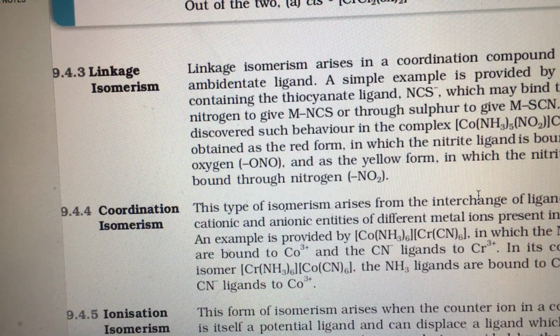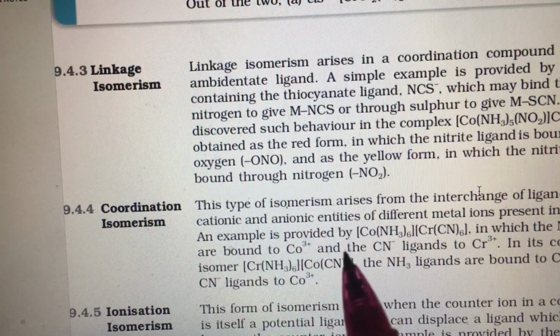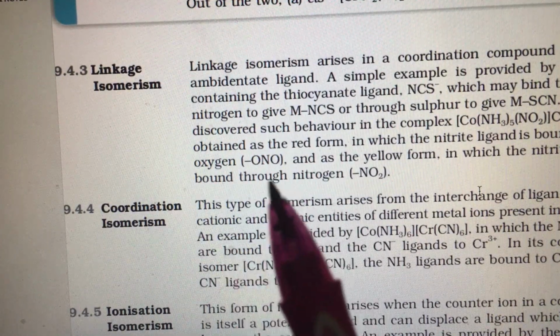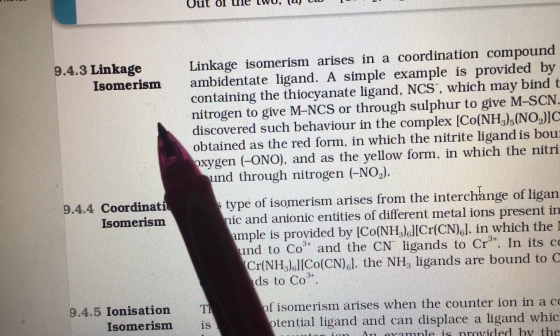So, I welcome you students for this study on isomers. This is the last session in coordination chemistry. Now, we are going to look at the structural isomers, and the structural isomers can be of four important types. One is called linkage isomerism.